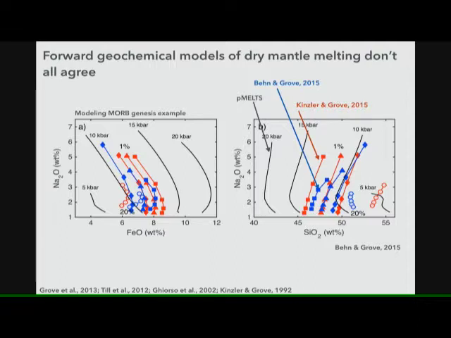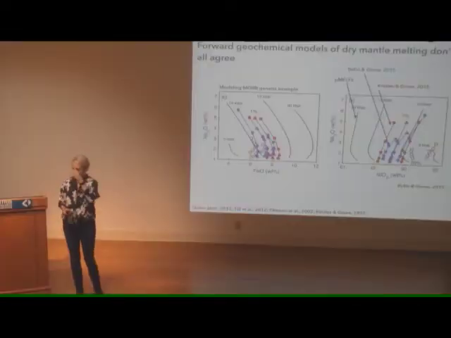What's the reason why there's such a huge difference between the Grove models and P-melts? Are they oriented towards different objectives, or do they use totally different methodologies?